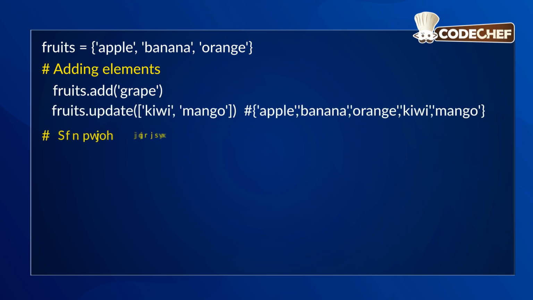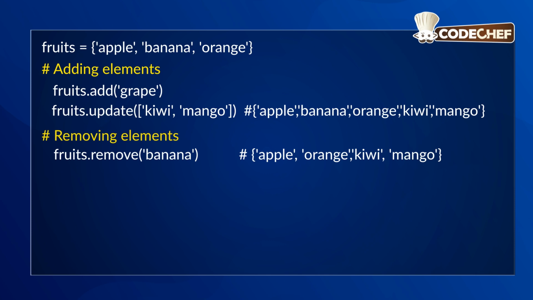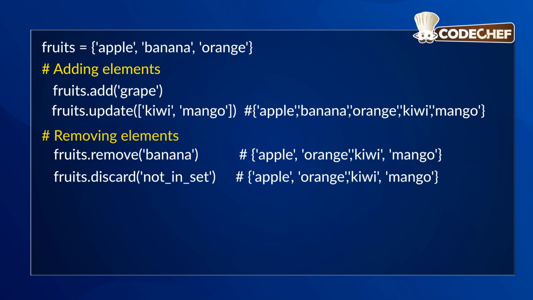When removing elements, you have two options. The remove method removes a specified element. But be careful. If the element is not in the set, it will raise a KeyError. For a safer option, the discard method will also remove an element, but it does nothing if the element is not found, so you won't get an error.